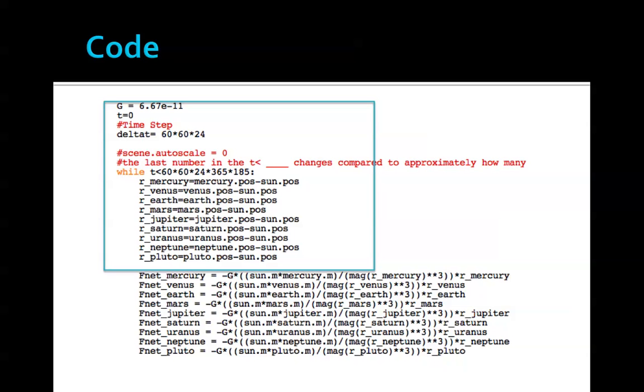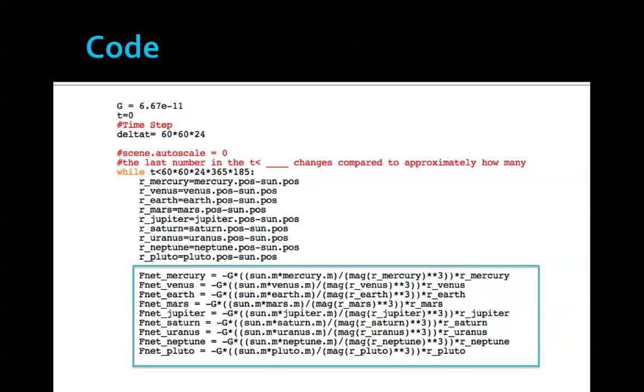I then turned to the while loop where I changed the time for each planet so that I could get the planet to do one full rotation around the sun. I then find the distance between each planet and the sun, which I then used to find F-net. I found F-net for each planet by calculating Newton's law of universal gravitation as discussed earlier in the presentation.